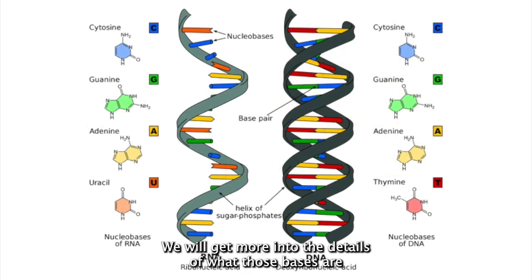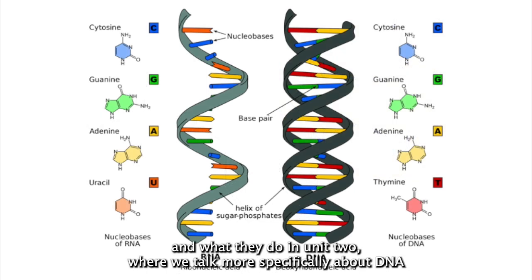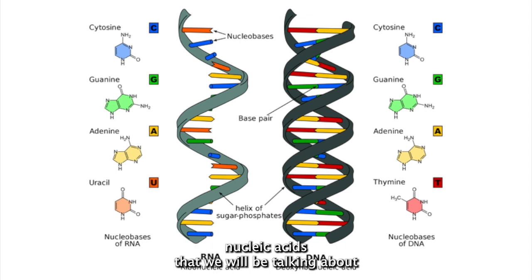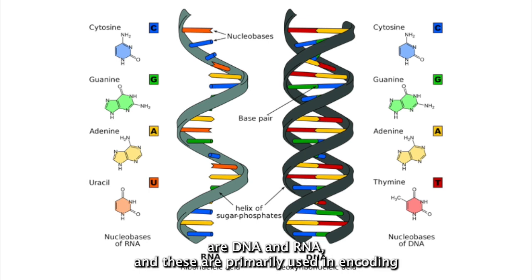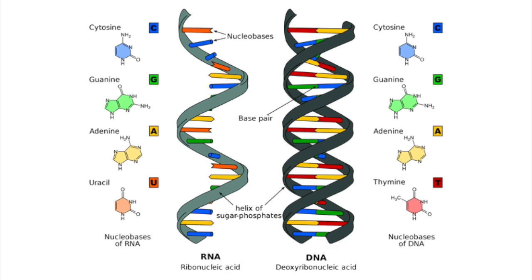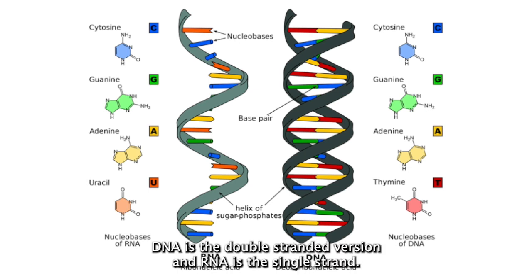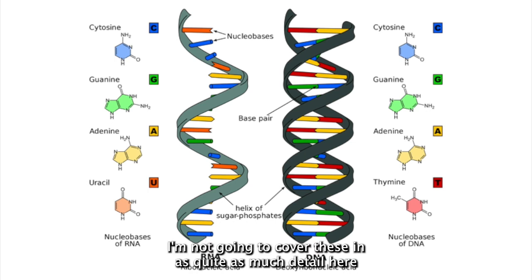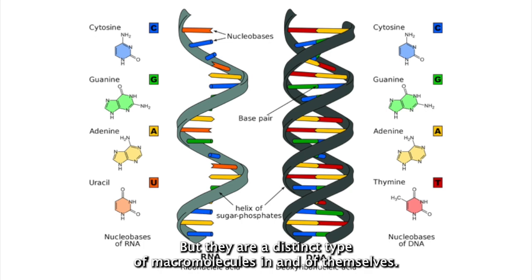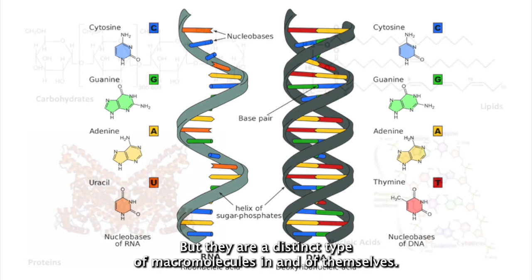We will get more into the details of what those bases are and what they do in Unit 2, where we talk more specifically about DNA. Because, as you might expect from that little spoiler, the 2 main nucleic acids that we will be talking about are DNA and RNA, and these are primarily used in encoding the information needed to build basically all of the others. DNA is the double-stranded version, and RNA is the single-stranded. I'm not going to cover these in quite as much detail here because we have a whole unit going into DNA coming up, but they are a distinct type of macromolecule in and of themselves.